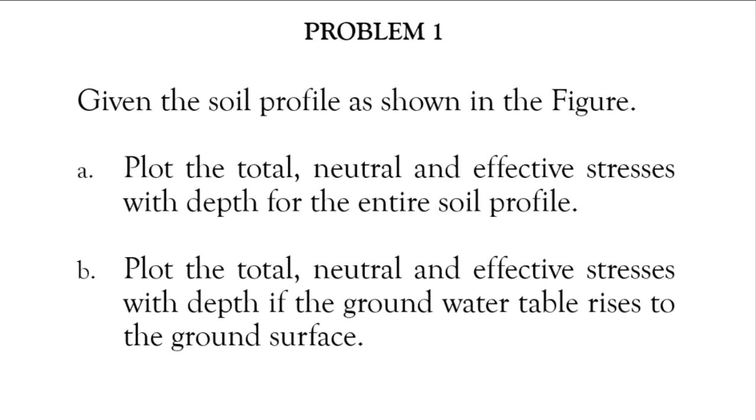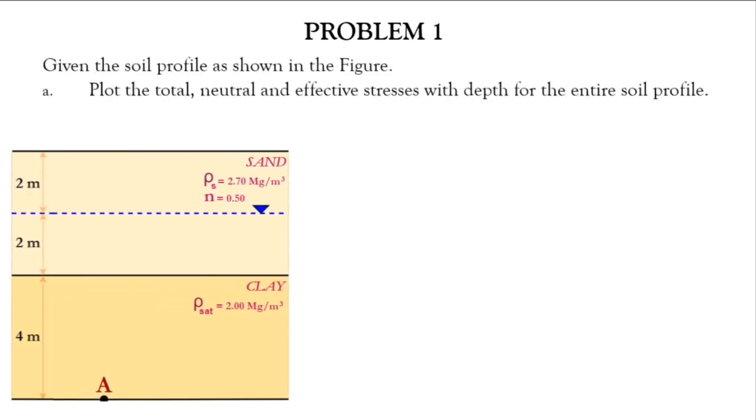But hindi mo natin pansinin yung part B. Let's focus on part A muna. Plot the total, neutral, and effective stress para sa ating soil profile given. So we have on the top layer the sand. We have also given the property para sa density of the soil solid, which is 2.7 megagrams per cubic meter, and the porosity of 0.50 or 50%, while the clay, which is beneath the sand layer, we have the saturated density, which is equivalent to 2.00 megagrams per cubic meter.